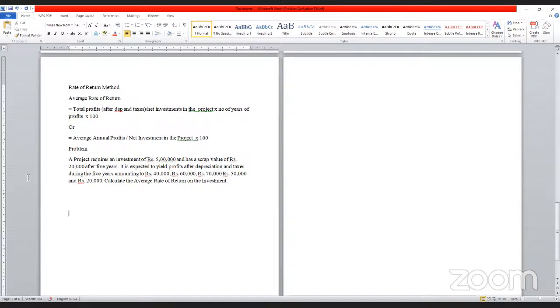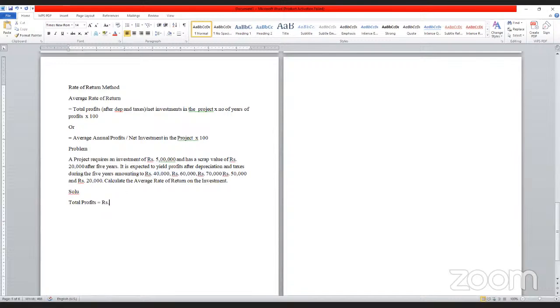Calculate average return of the investment. We'll solve this problem. First we'll calculate total profits. Total profits are how many? These are the total profits, right?